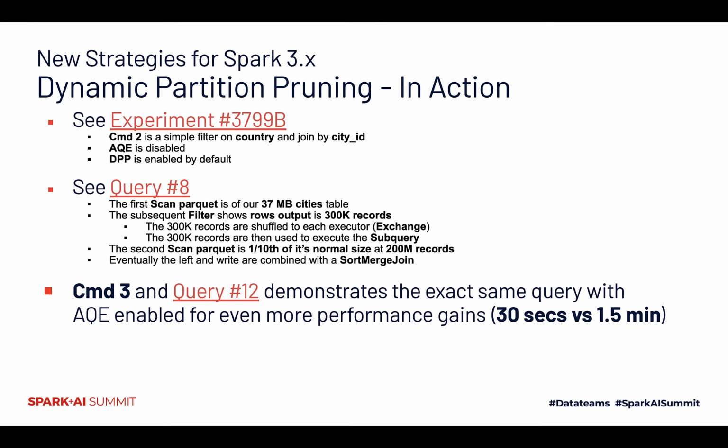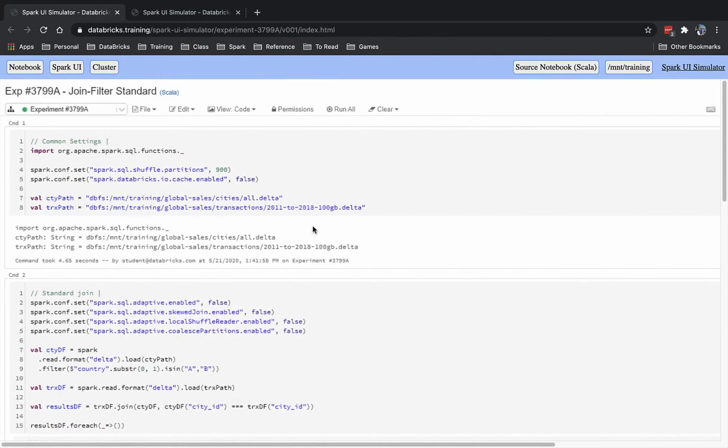Now, let's look at a demo. Over here, we have the query that we just saw previously, where we're reading in our city data and our sales data, and then we're joining them for countries where the country starts with either the letter A or the letter B. And we're going to compare two different data sets.